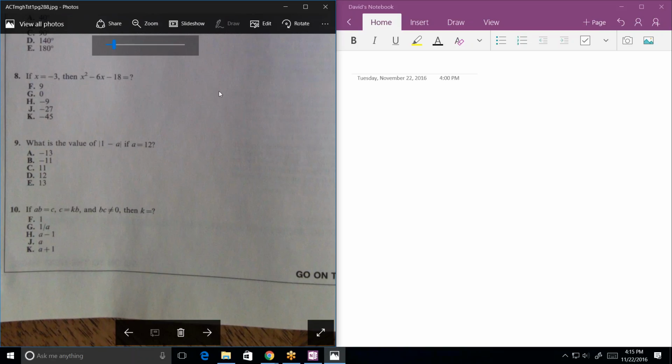Okay. What's the absolute value of 1 minus a if a equals 12? 11.